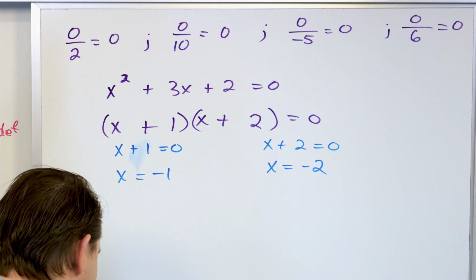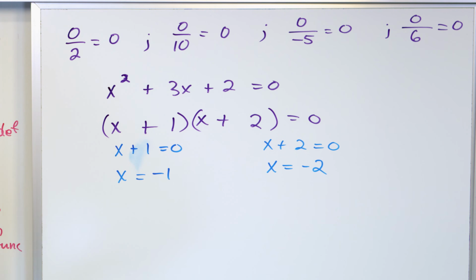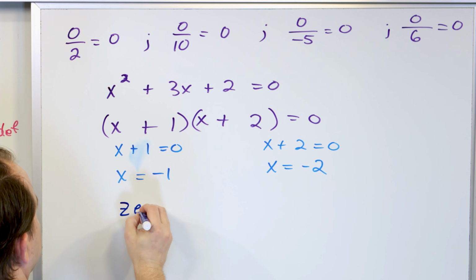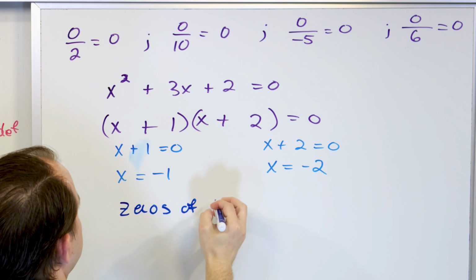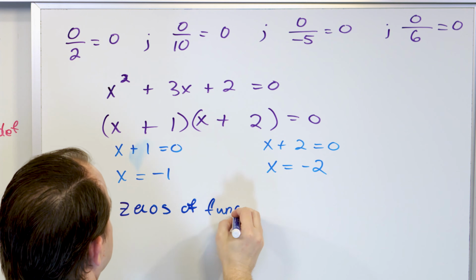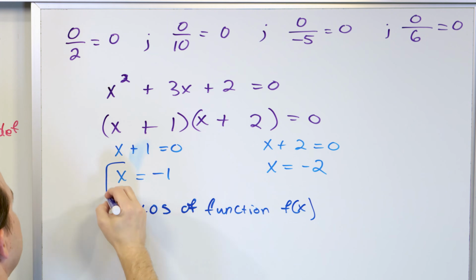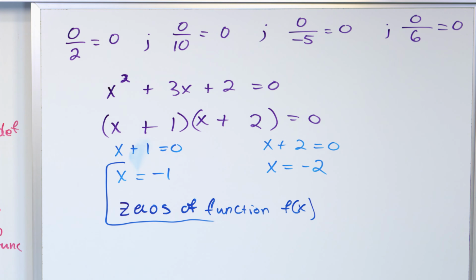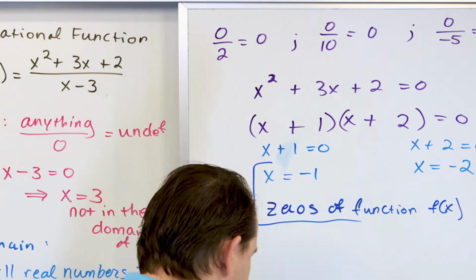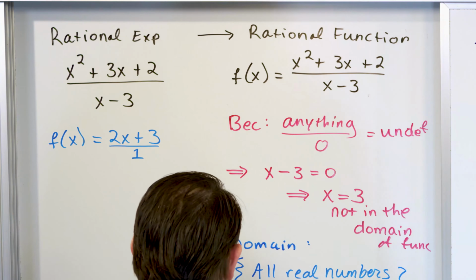So that means these are the zeros of the function f of x. If I were going to circle something, I would circle the domain like this, and the zeros of the function are this. So let me go over here and summarize really quickly.